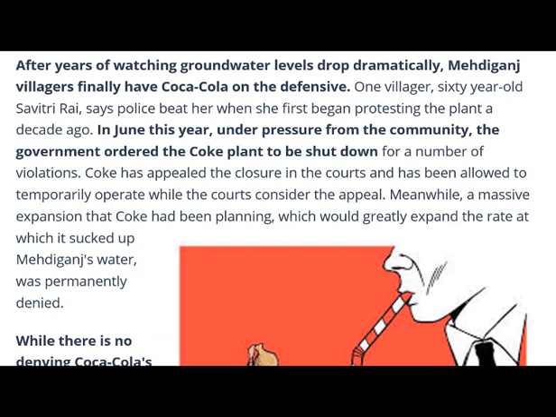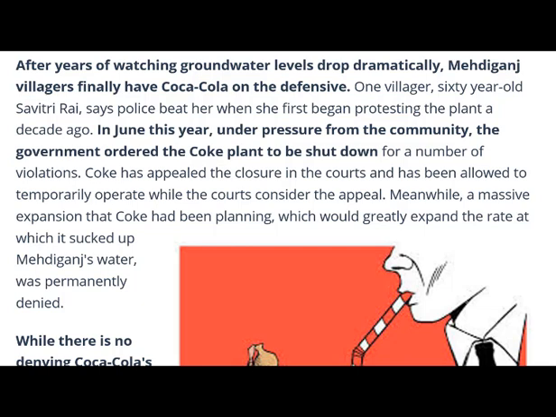After years of watching groundwater levels drop dramatically, Medihganj villagers finally have Coca Cola on the defensive. One villager, 60-year-old Savitri Rai, says police beat her when she first began protesting the plant a decade ago. In June this year, under pressure from the community, the government ordered the Coke plant to be shut down for a number of violations. Coke has appealed the closure in the courts and has been allowed to temporarily operate while the courts consider the appeal.